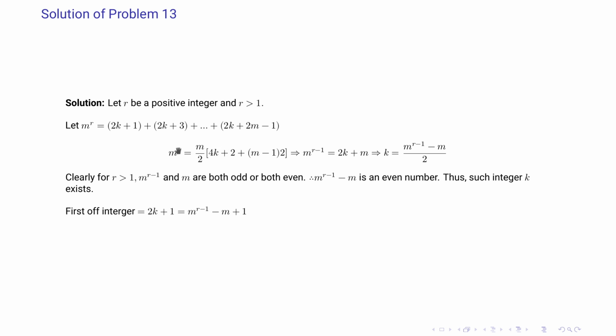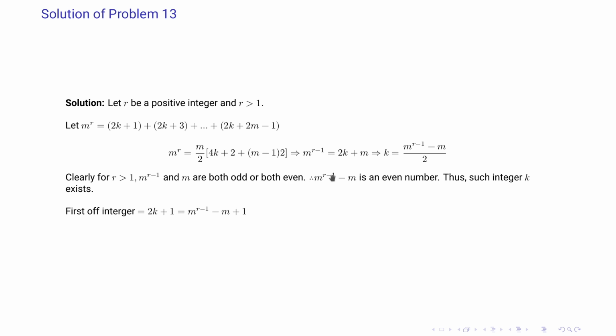So we have m to the power r is equal to m by 2 multiplied with (4k plus 2 plus (m minus 1) times 2). So we cancel out m, left hand side becomes m to the power r minus 1 and right hand side becomes 2k plus m. So k becomes (m to the power r minus 1 minus m) by 2. So as long as r is greater than 1, m to the power r minus 1 and m will be both odd or both even.